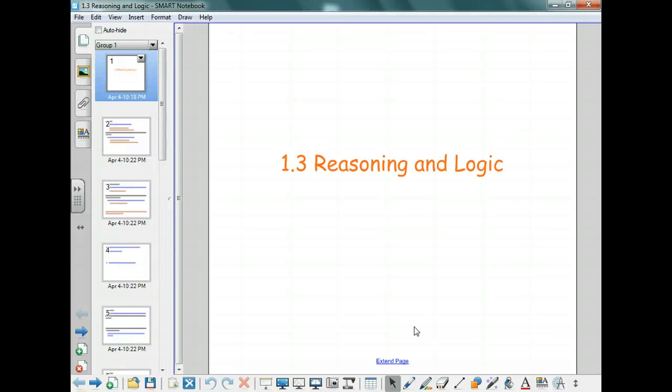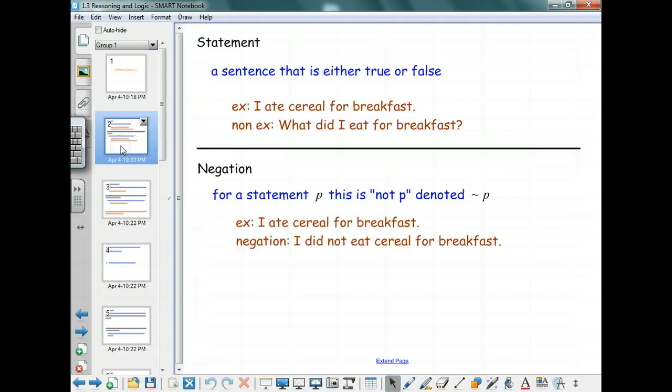Alright, so today we're going to start section 1.3. We won't finish it. We'll finish it next class period. But this section is reasoning and logic. And the first part of looking at this is going to be talking about some language.